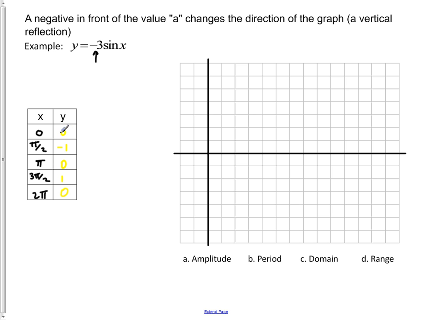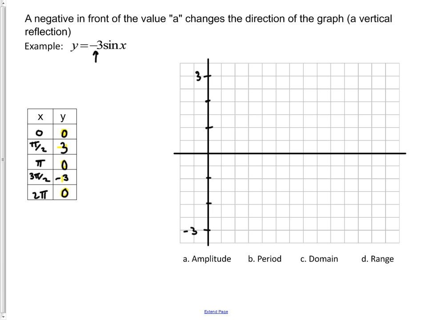So our y values are going to go 0 times -3, which is 0. We're going to have -1 times -3. That's going to become positive 3. 0 times -3 is still going to be 0. 1 times -3 is going to give us -3 this time, and then back to 0. And so for comparison's sake right here, here's 1, 2, and 3. Here's 1, 2, and -3.